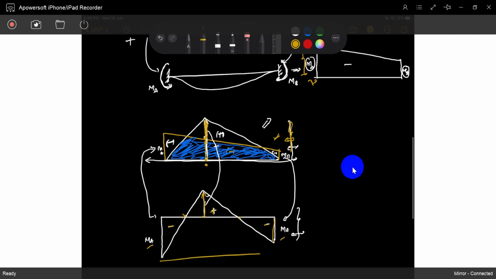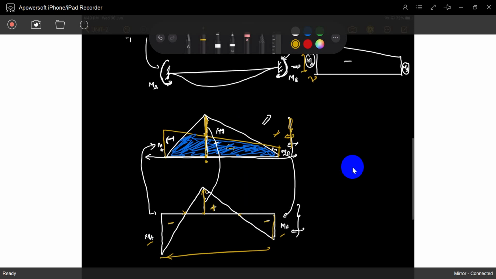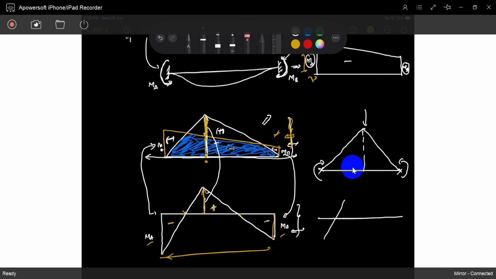Just see how it will come, how it is arising. See, this is without fixity. I understood. A small example: it is without fixity. If fixed end moments arise at this location, what will happen? They will arise in the opposite direction. So it will press like this. It will press. If it presses in this direction, it will come like this. Just pressing it.